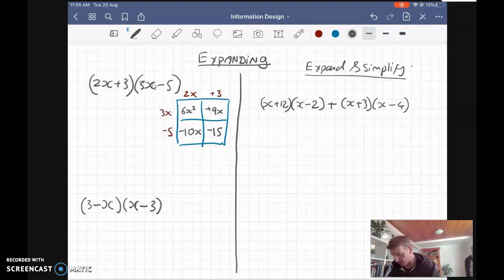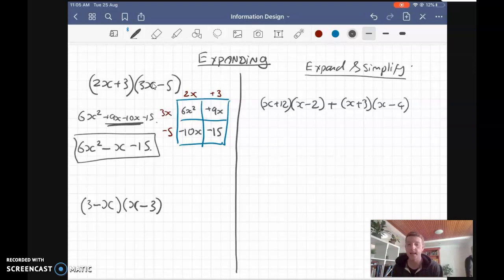So I write those all out. 6x squared plus 9x minus 10x minus 15. And I've got to simplify by combining the x's. So I'm going to get 6x squared minus 1x, which I put down as just minus x, minus 15. And that's going to be my solution.